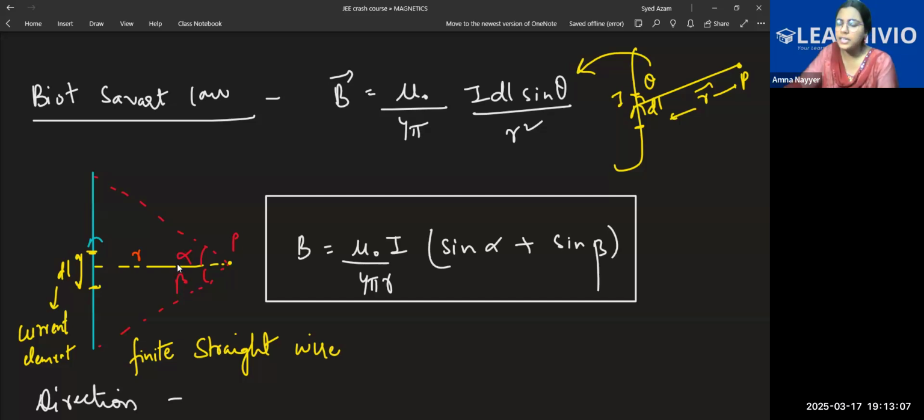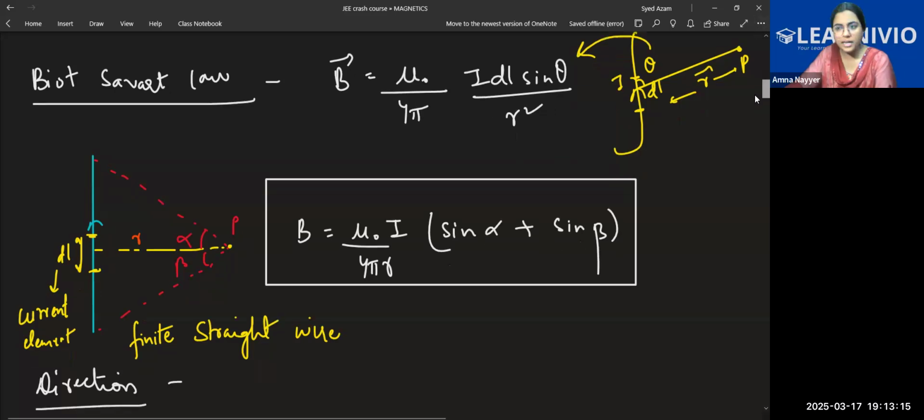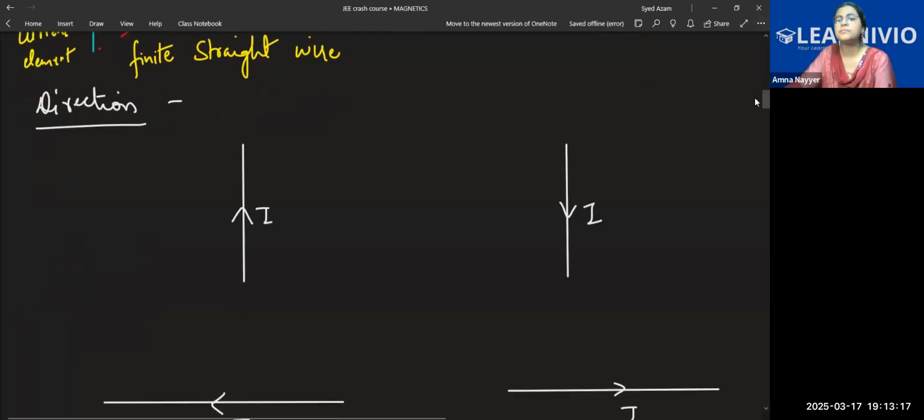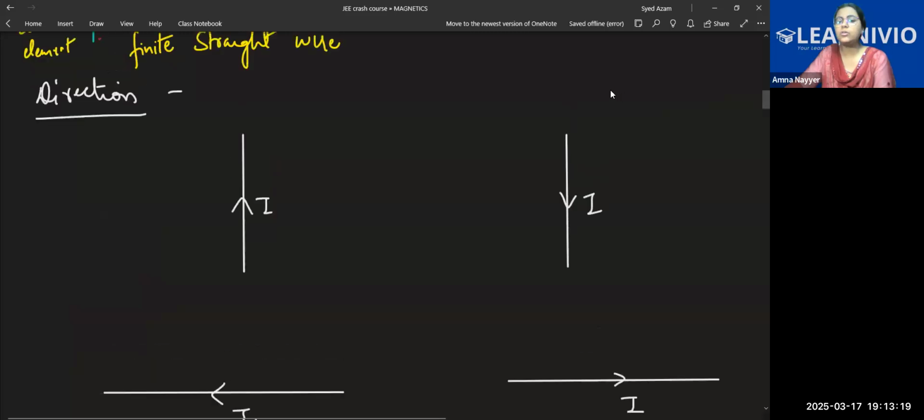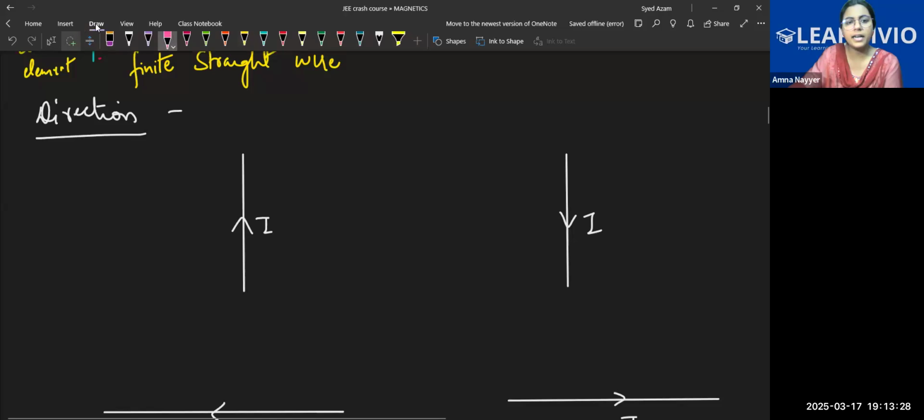Suppose this is given as 30 degrees, you put 30 degrees here. This is given as 20 degrees, you put it here, and then you calculate the value. But important is the direction. So let us see what the directions are and how we include them. For the directions part, there are two methods. We'll be using simply the right hand thumb rule for this.